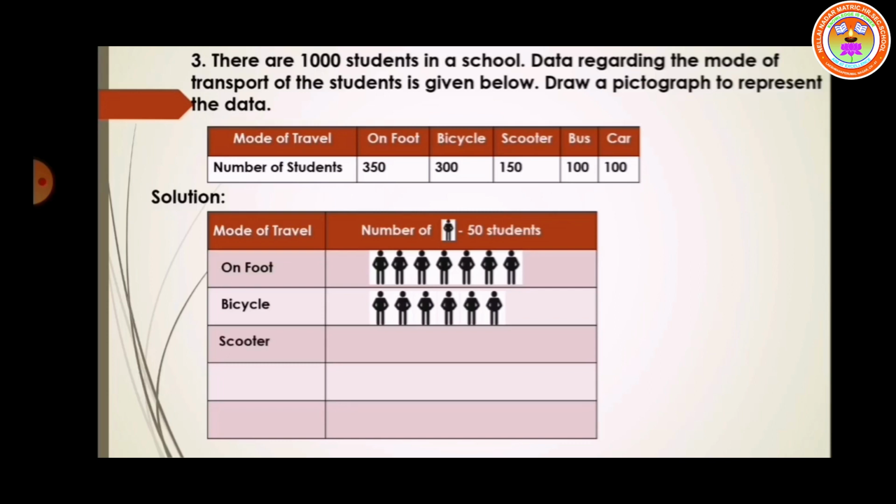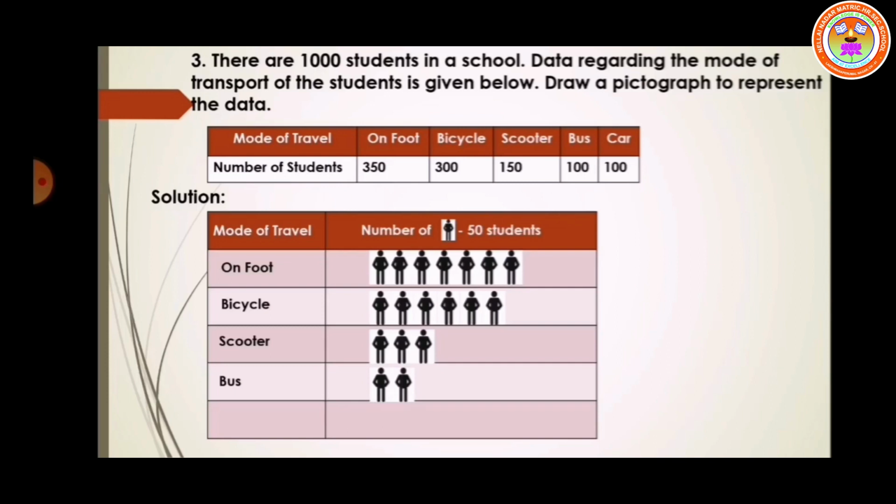Next, scooter. 150 students. So, 150 divided by 50. 0, 0 get cancelled. 5 3s are 15. So you have to draw 3 stick figures. Next, bus. Number of students 100. So 100 divided by 50. 0, 0 get cancelled. 5 2s are 10. So you have to draw 2 stick figures.